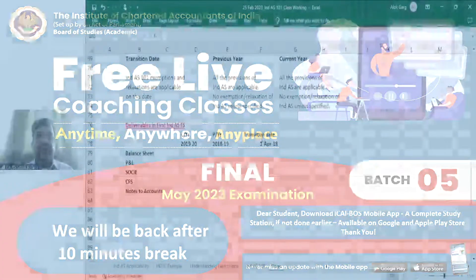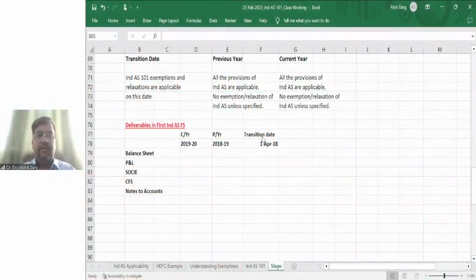The concept of the transition date, right? So now let's discuss what the deliverables are in the first Ind AS financial statement. We know the deliverables in the Ind AS financial statement. So what are the components of a financial statement?